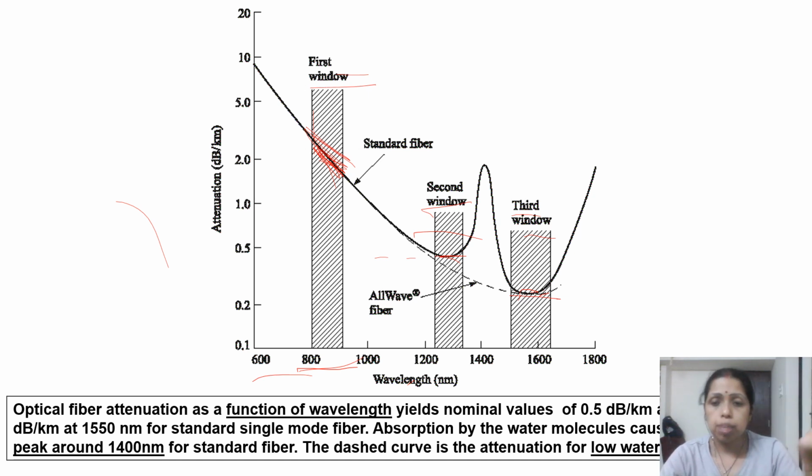Day by day, some research has been done, and after that, these are the wavelength ranges which are considered as the second window and the third window. Some advantages are there for the second window, and some advantages for the third window. In both cases you get low attenuation, but as compared to the second window, you get lower attenuation in the third window. So normally, this third window is used for long distance optical communication due to the low attenuation.